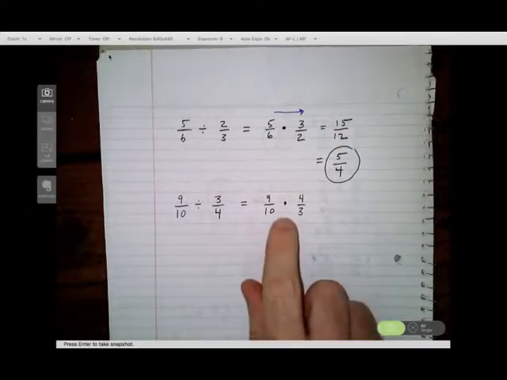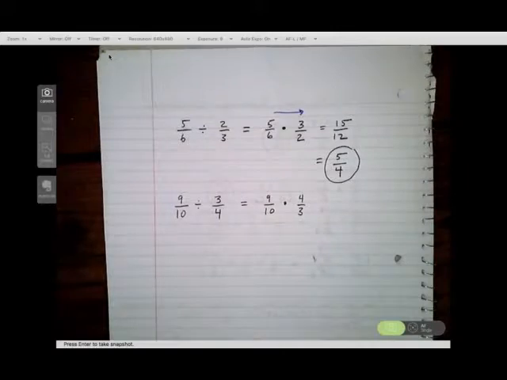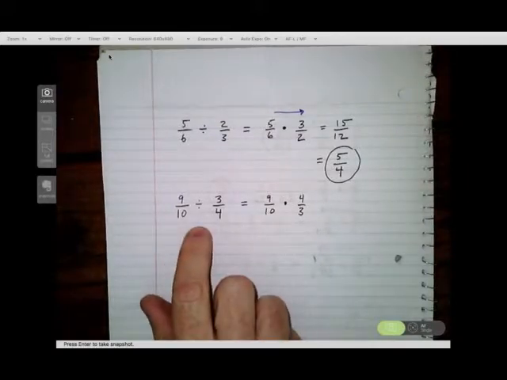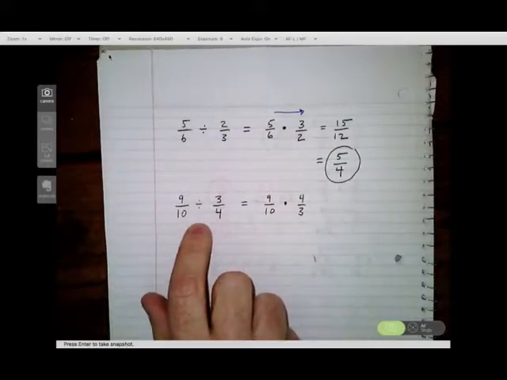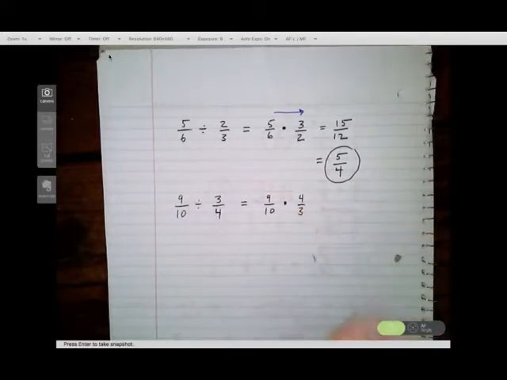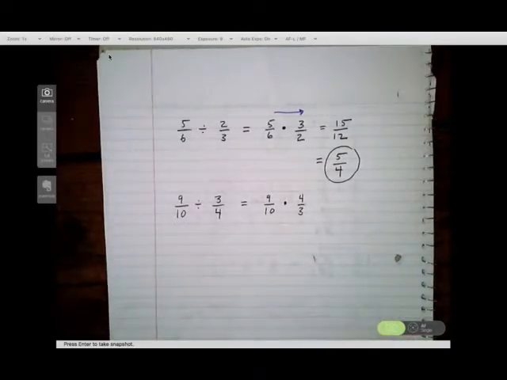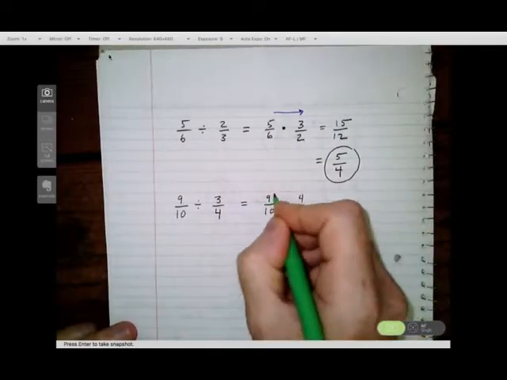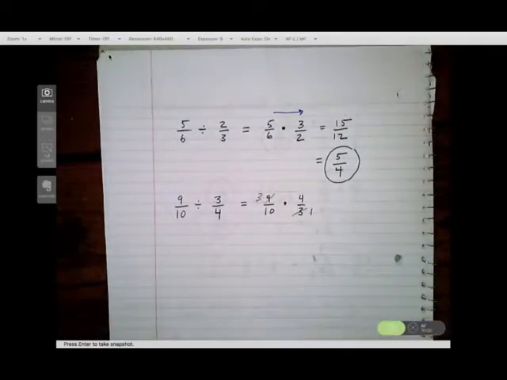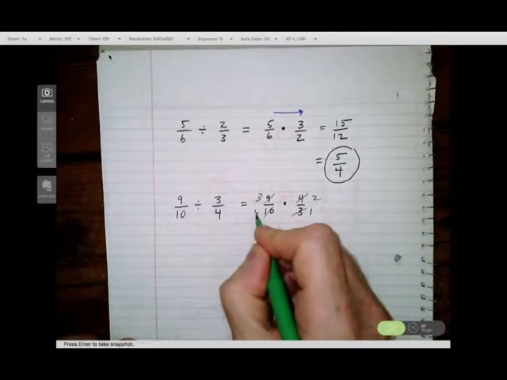Remember, we don't cross cancel at all until we make it a multiplication problem. You could if you're careful, but I highly recommend not to, because you have to think about changing the problem around to a reciprocal. So let's just not even mess with that. Make it a multiplication problem first and then cross cancel. So here, look, 3 goes into 3 once, goes into 9 3 times. Now what goes into 4 and 10? Well, that's 2. So 2 goes into 4 twice, and it goes into 10 5 times.